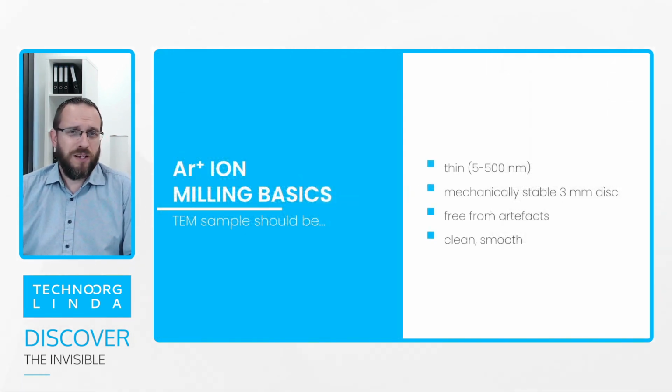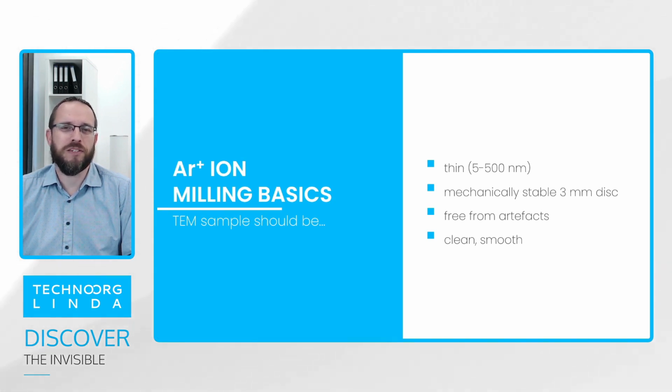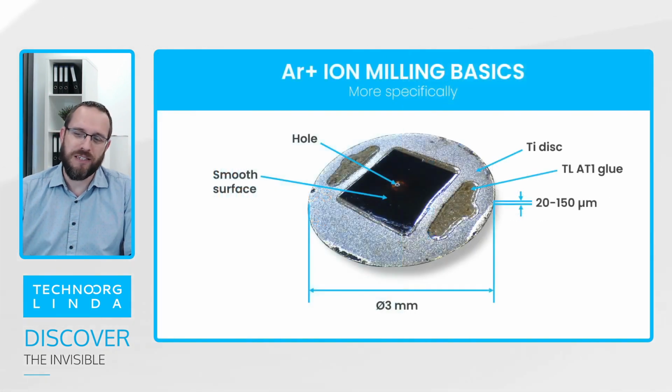So let's have a look at the argon ion milling in detail. The end result for a TEM sample should be thin, depending on the experiment type, but usually between 5 and 500 nanometers. It should be mechanically stable, and the shape should be a 3 millimeter disc, which fits the sample holder of a microscope. It should be free from artifacts, and it should be clean and smooth. So that's what we need.